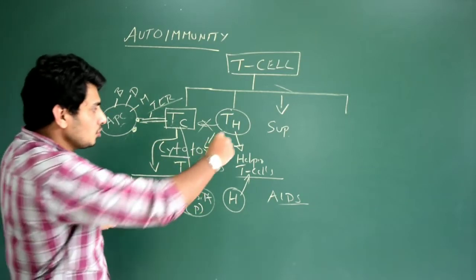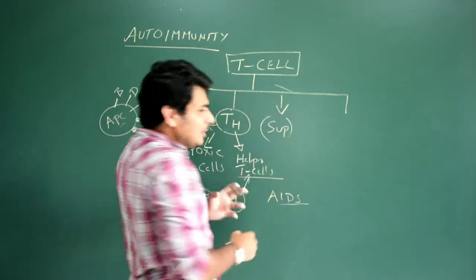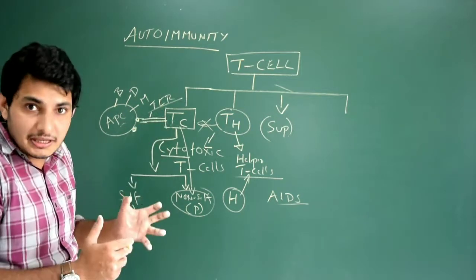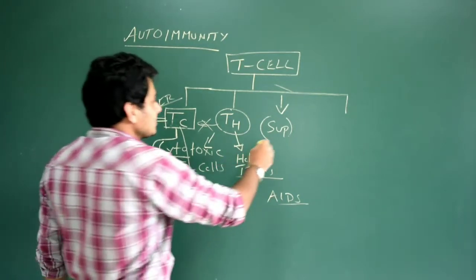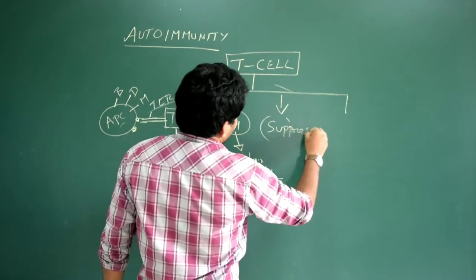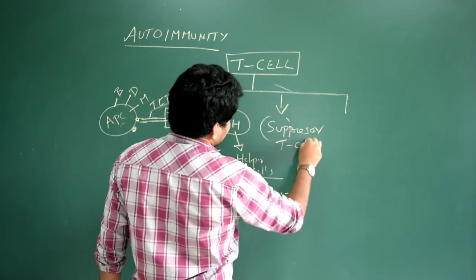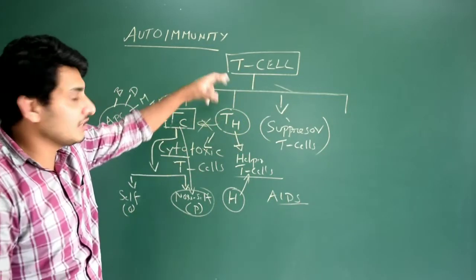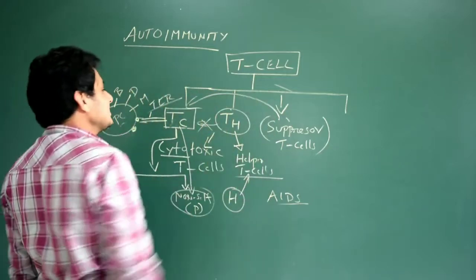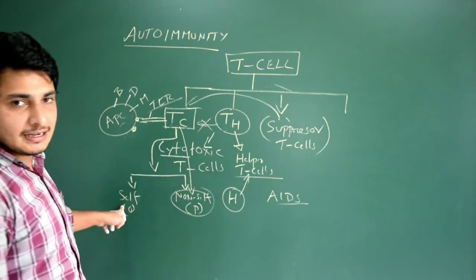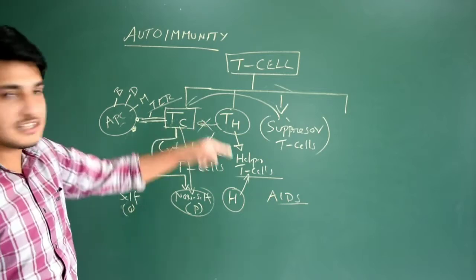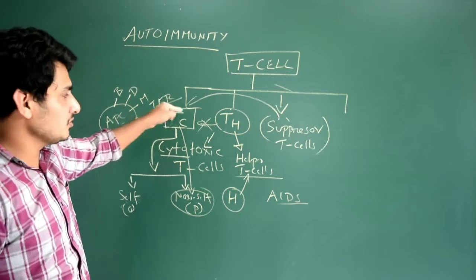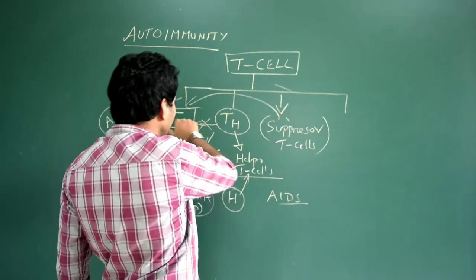This is the thing. So we need somebody to keep an eye on the activity of the TC cells. Somebody should be there to monitor TC cells. That is called suppressor T cells. These are a specialized type of T cell which monitor TC cells so that they will not kill self cells. What is the meaning of suppressor? Somebody who suppresses TC cells, who takes care of the function of TC cells, that is suppressor T cells.